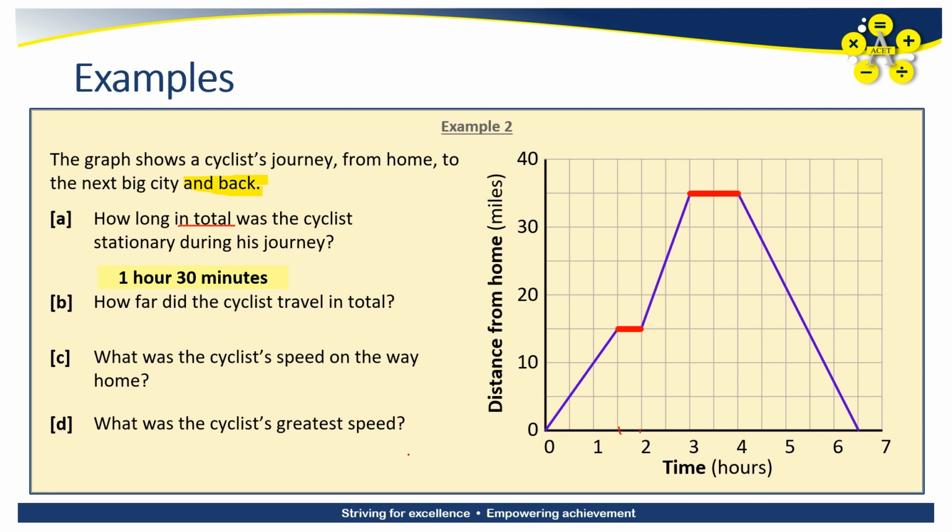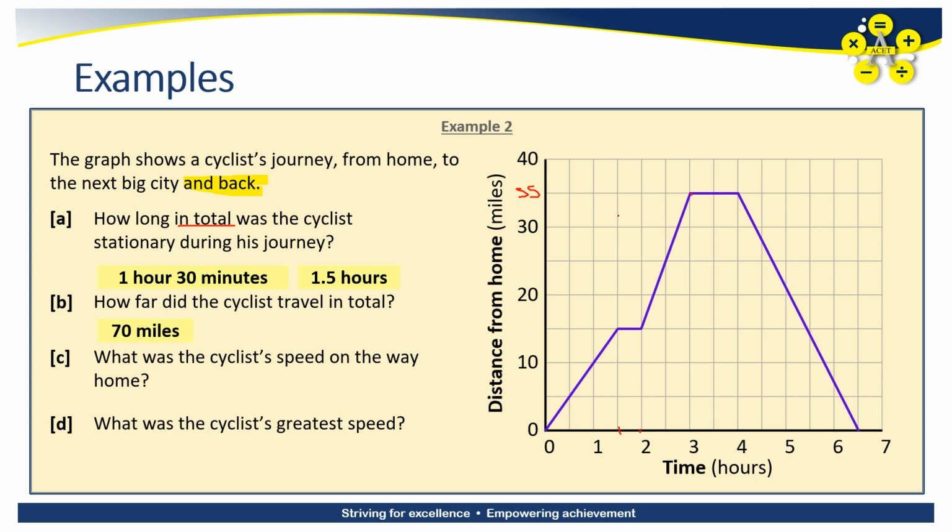Okay. How far did the cyclist travel in total? So the cyclist is travelling all the way up here, which is the furthest distance away. And don't forget, it's travelling back. So looking across, reading across onto our y-axis, we can see that's halfway, so that's going to be 35. But he came back again as well, so we'll go 35 miles there, 35 miles back, gives me 70 miles in total.